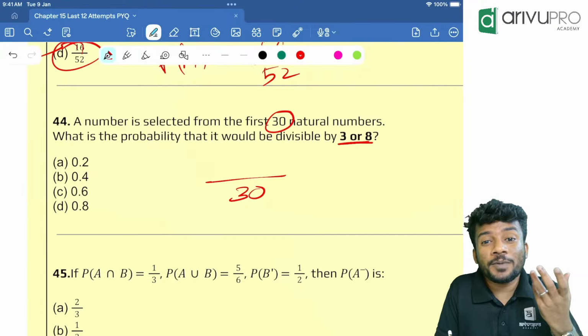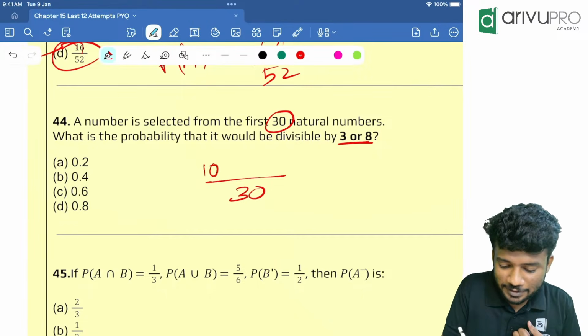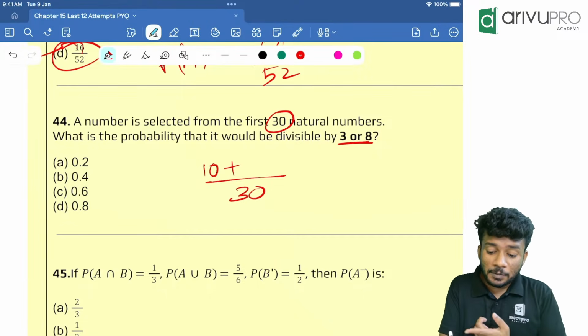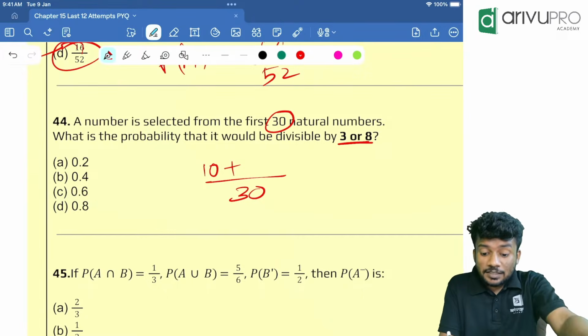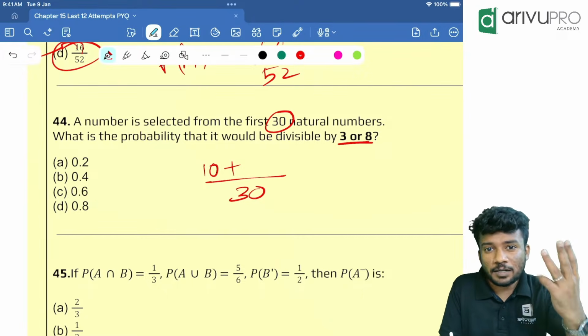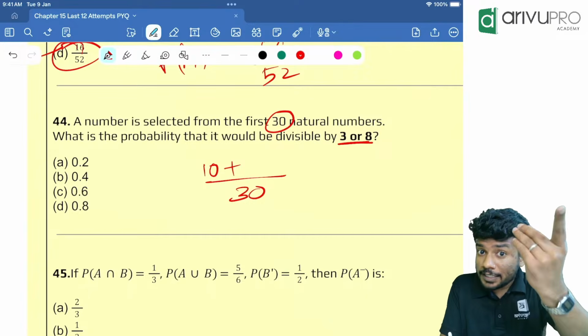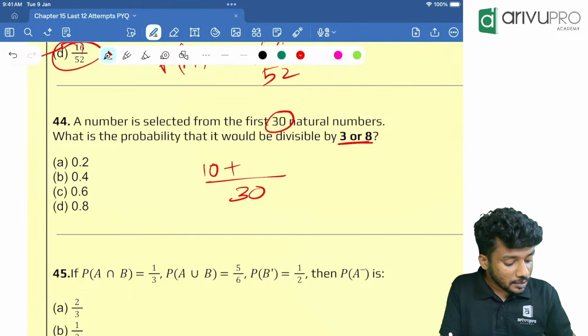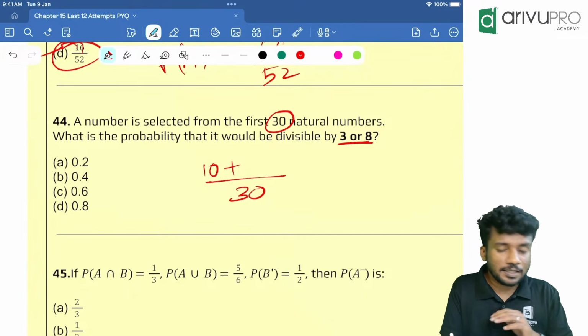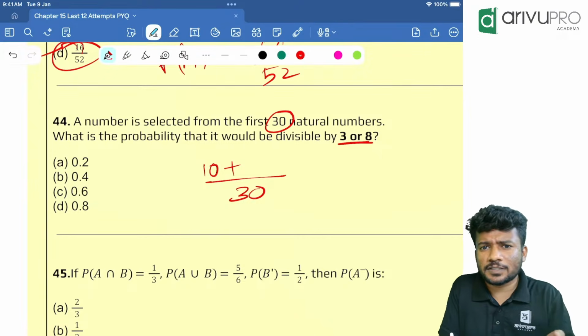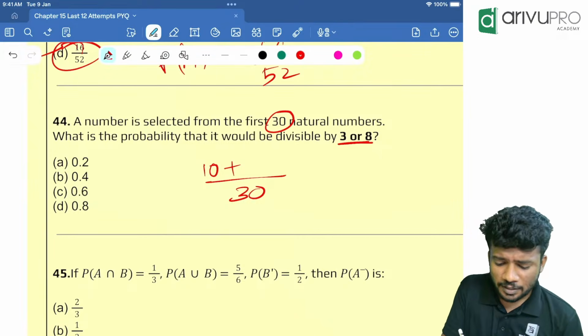Divisible by 3. How many numbers are divisible by 3? We already did the question. 10. How many are divisible by 8 in between 1 and 30? 3 numbers. 8 is there, 16 is there, then 24 is there. Or how will you find it? 30 divided by 8, you take it in calculator. You got it as 3.875 something. Ignore the decimal and write 3 over there.